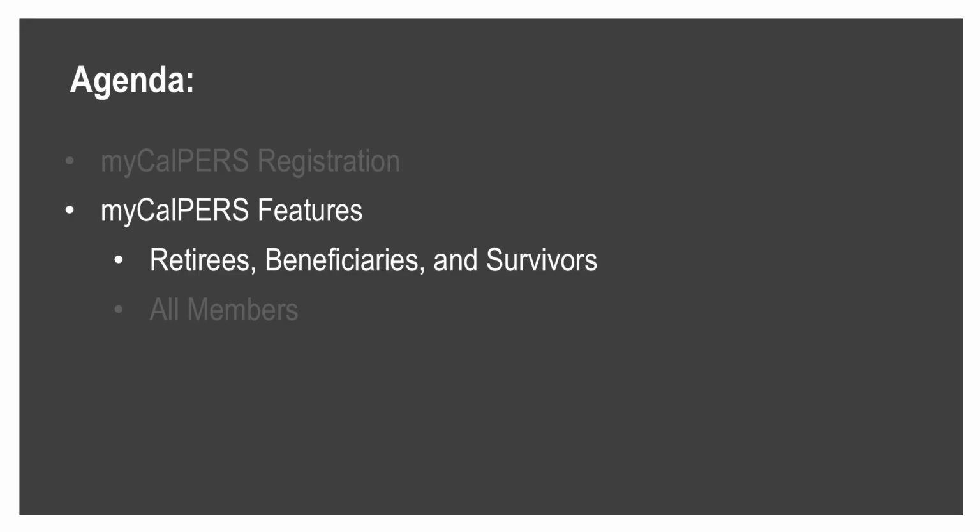Now that you know how to register, let's take a look at some of the different features you may have access to in your MyCalPERS account. The features available are different depending on what category you're in and benefits you're entitled to. We're first going to take a look at the possible features if you're a retiree, survivor, or beneficiary, and then we'll discuss what all members can view.